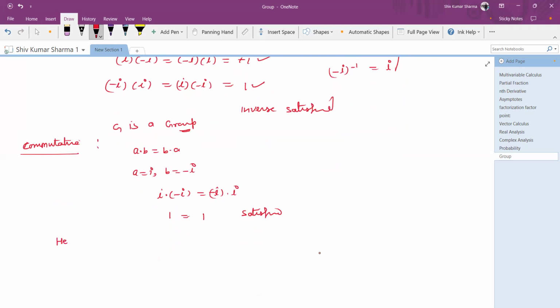So hence the group, that means G equal to {1, minus 1, iota, minus iota} is an abelian group under multiplication. So you remember this example for further topics.